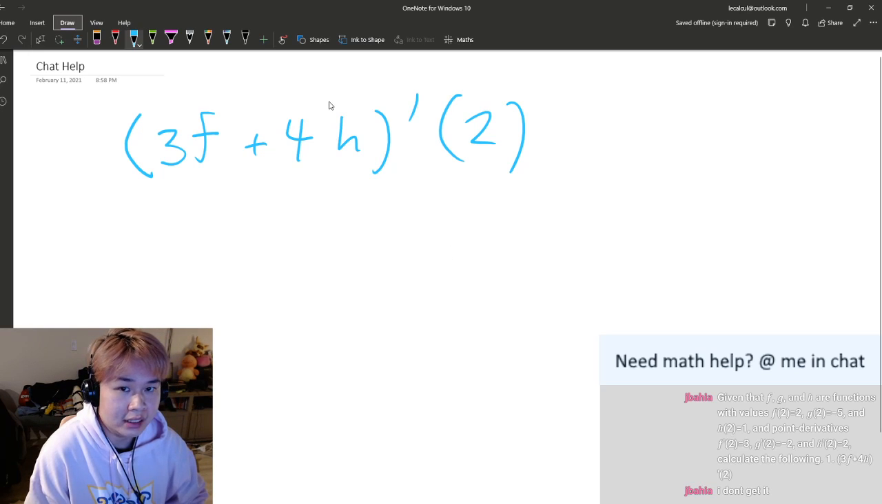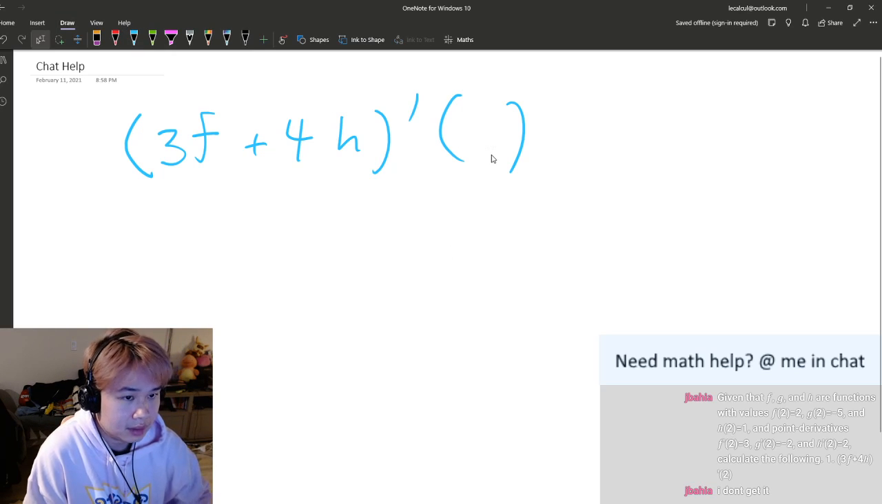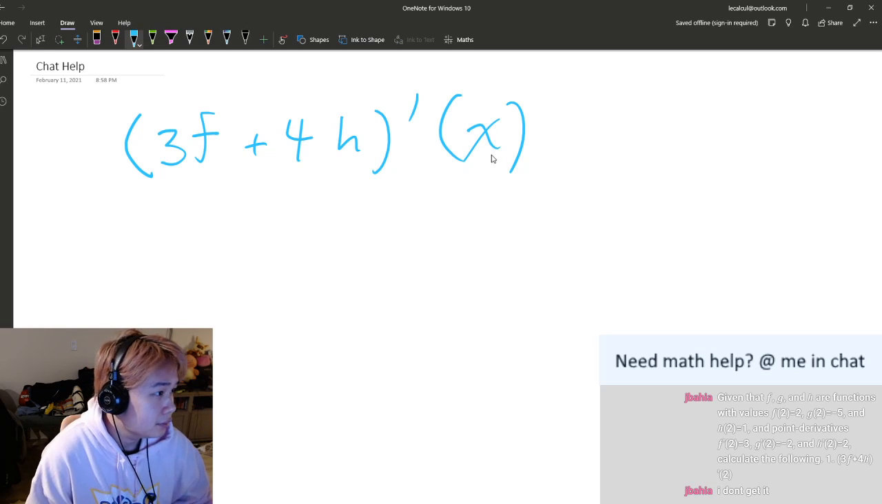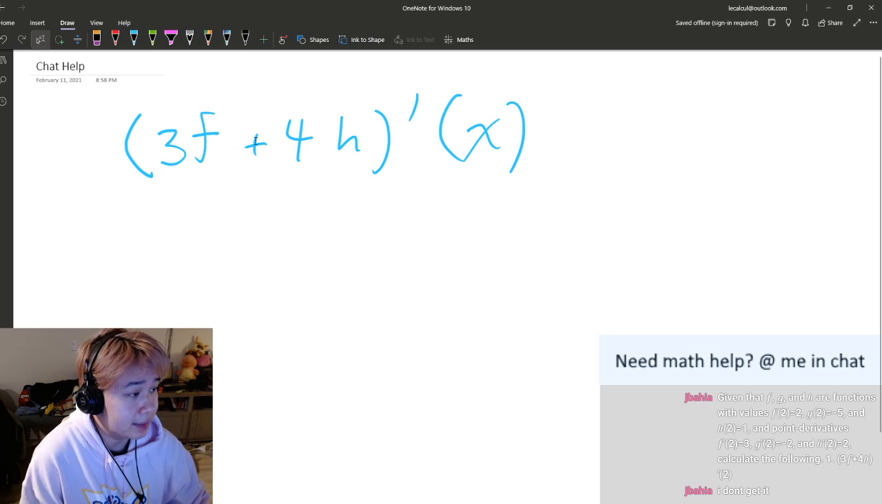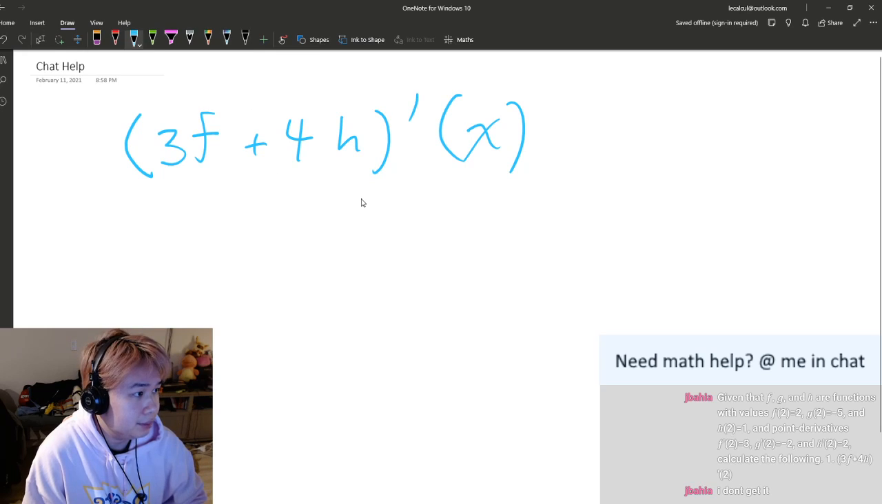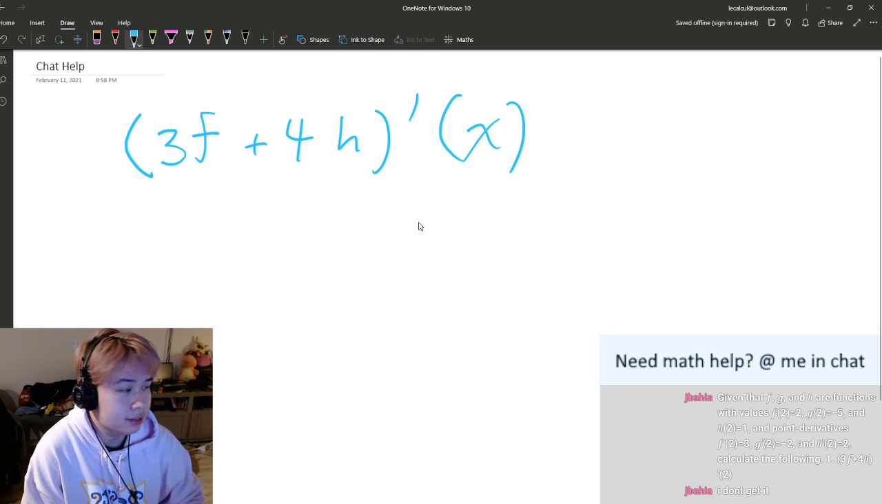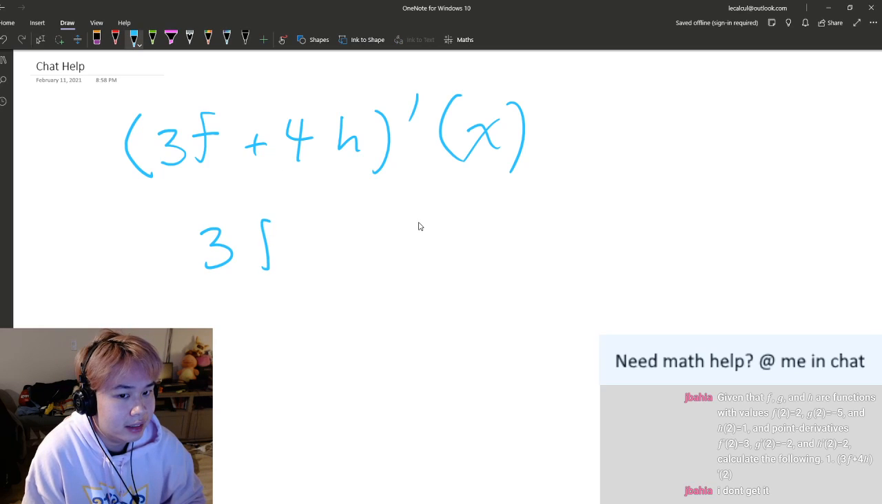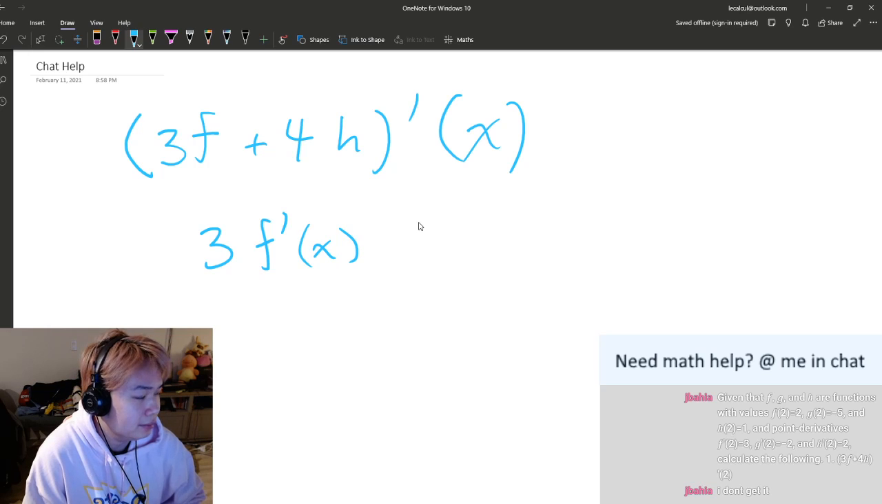So first off, we should just leave this as x, because you need to take the derivative of this. So essentially, because you have an addition, we can just take the derivative of each part. So the derivative of 3f is 3 times the derivative of f. And then this is at a specific x value, or this is just the general function. And then likewise, take the derivative of 4h, well that's just 4 times h prime.